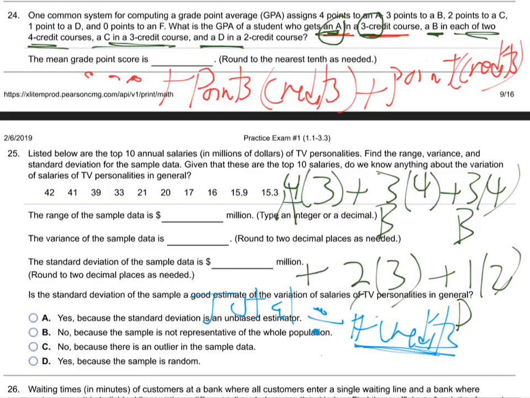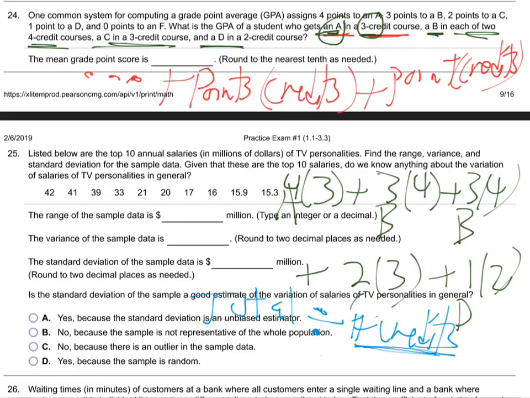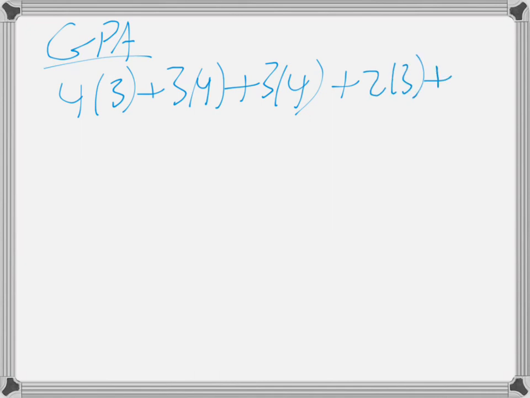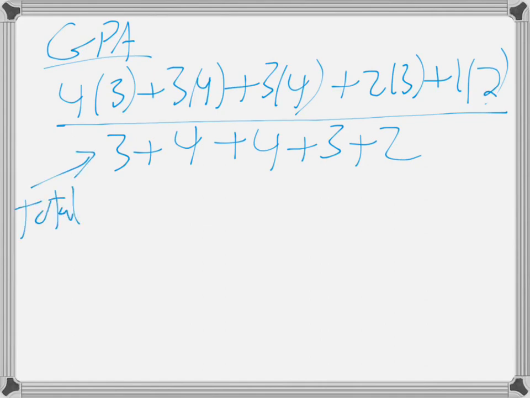So here that's not very good. Let me write it out better. So the GPA problem, you write 4 times 3, 3 times 4, 3 times 4, plus 2 times 3, 1 times 2, all divided by the total units, total credits, which is 3 plus 4 plus 4 plus 3 plus 2. You just use the credits, not the numbers in parentheses. Yeah, exactly. On the bottom, I'm doing total credits.